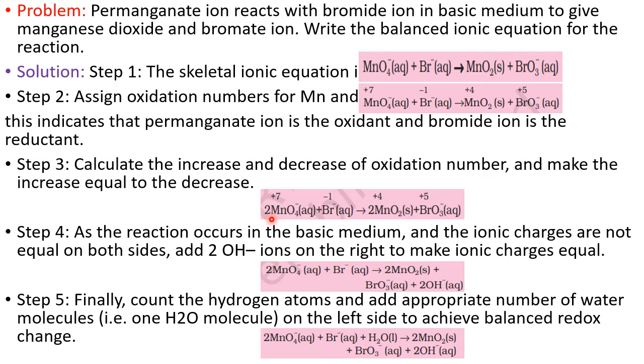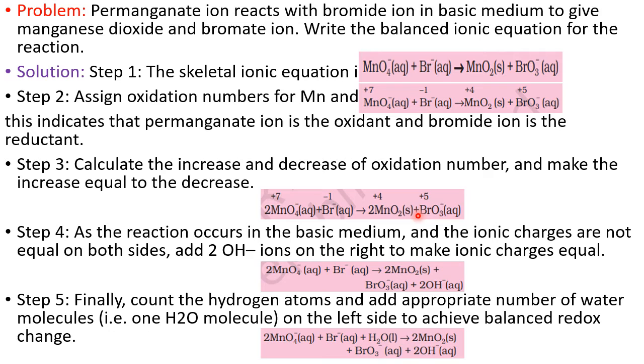What about the bromide? Bromide is already increased by 6, so no need to change. The only thing is we have to equalize the Mn. So I have taken 2 here. 2 Mn, 2 Mn. For 1 Mn it is a 3 decrease, for 2 Mn a 6 decrease. A 6 decrease from 2 Mn to 2 Mn, and a 6 increase from 1 Br to 1 Br. So I have equalized the increase and decrease in the ON.